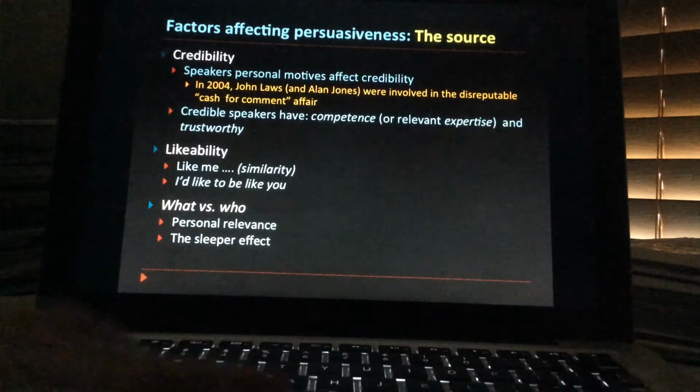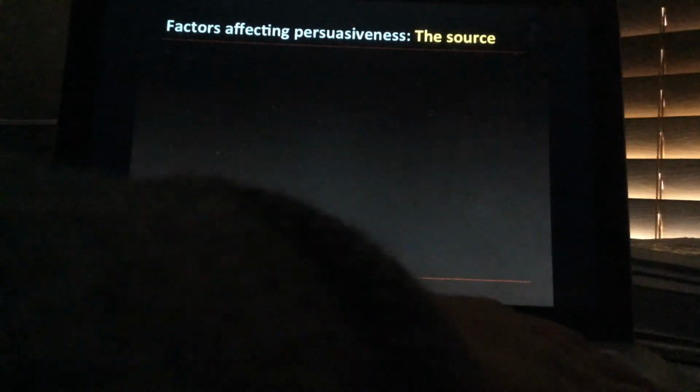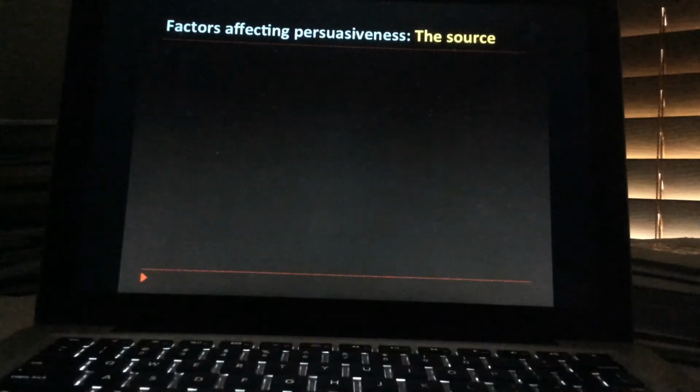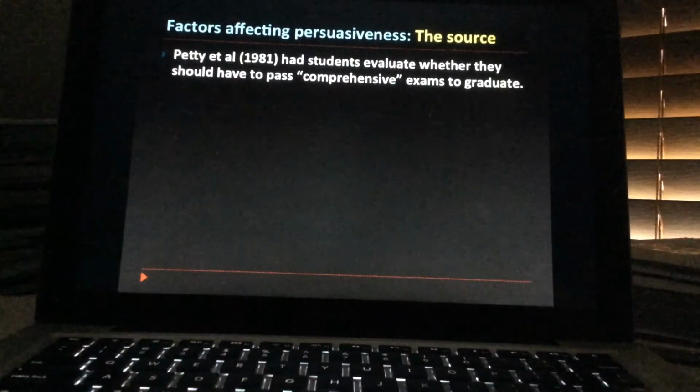Cool, and then there's the sleeper effect. I'm going to talk a bit more about the sleeper effect in a second, but it's basically the idea that messages that come through the peripheral route to persuasion are not always super convincing at first, depending on how it's received and what it's about, but it tends to just grow on you over time. This is the sleeper effect. We'll talk a bit more in a second.